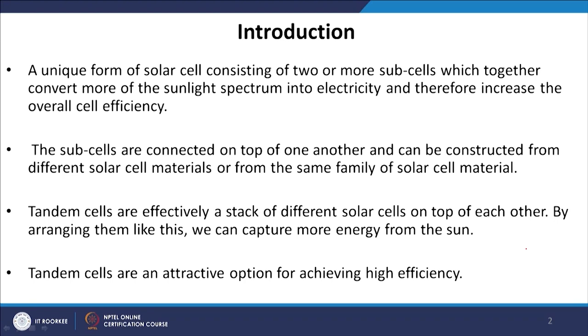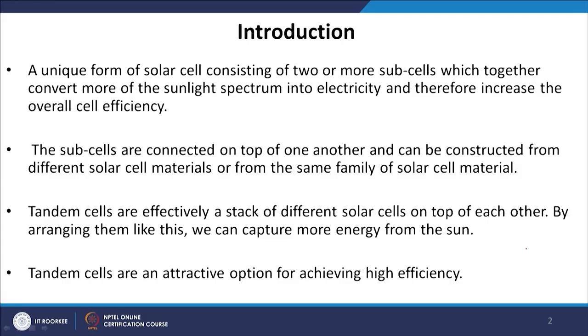This is a very unique form of solar cell consisting of two or more subcells, which together convert more of the sunlight spectrum into electricity and therefore increase the overall cell efficiency. Just as we mentioned, if we have a single amorphous silicon solar cell, let us say we get 12 to 15% efficiency, and we know that from a perovskite solar cell we can get 15 to 20% efficiency. But if we can stack silicon and perovskite together, then we can utilize the advantages of both the silicon as well as the perovskite solar cell. This kind of geometry will be called a tandem solar cell, or silicon-perovskite tandem.